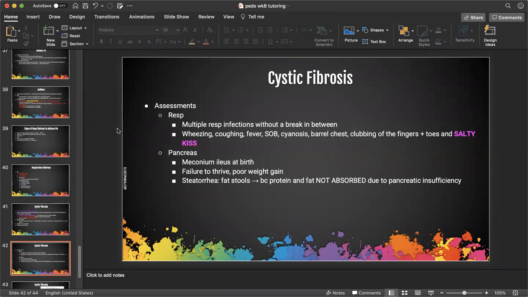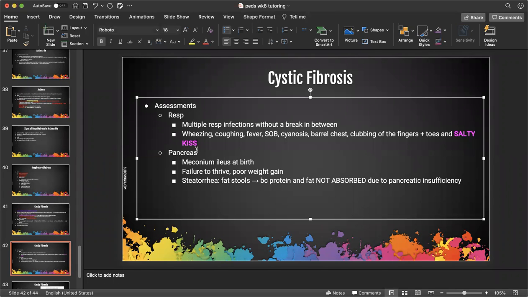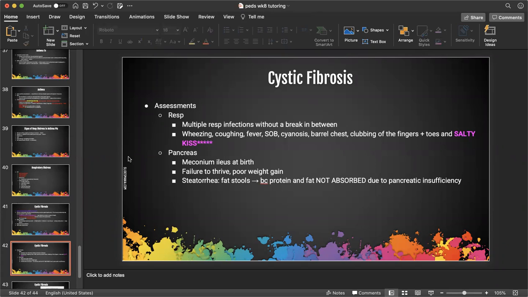So assessments for the respiratory system for cystic fibrosis, they'll have multiple respiratory infections without a break in between. They'll also have wheezing, coughing, fever, shortness of breath, cyanosis, barrel chest, clubbing of the fingers and toes, and salty kiss, which I'm pretty sure she'll put on your test. So make sure you remember cystic fibrosis, salty kiss, cystic fibrosis, salty kiss. Because I'm 99% sure she asked us about that.